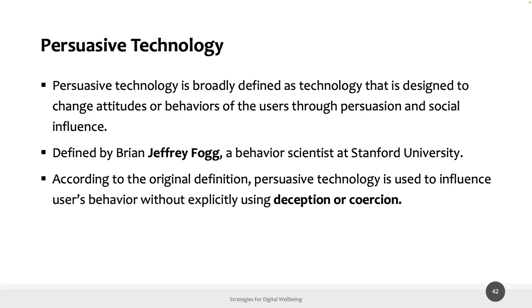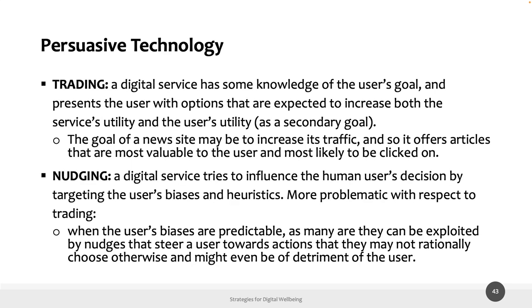According to the original definition, persuasive technology is not a bad thing per se, but is used to influence the behavior of the user without explicitly using deception or coercion. So it's a good thing according to the original definition, and it can be used to improve the relationships between users and technology. And it can be divided into two main strategies, trading and nudging.